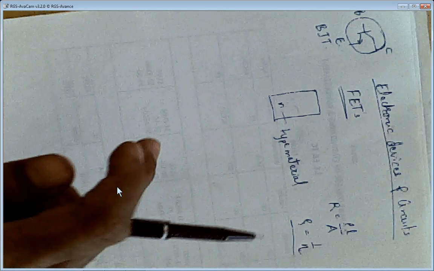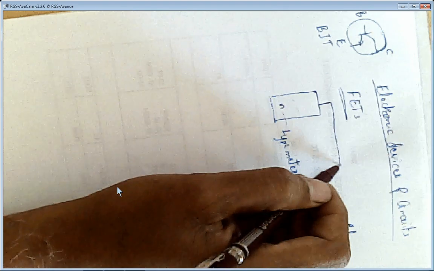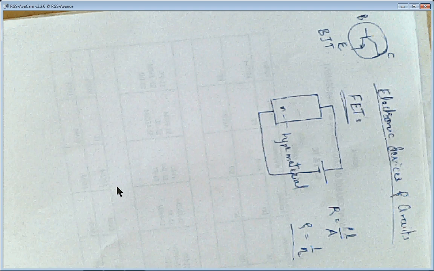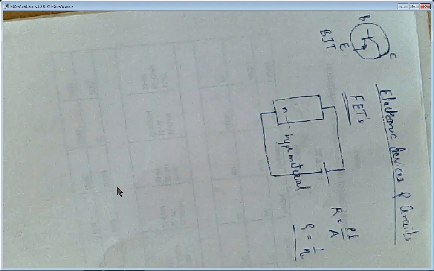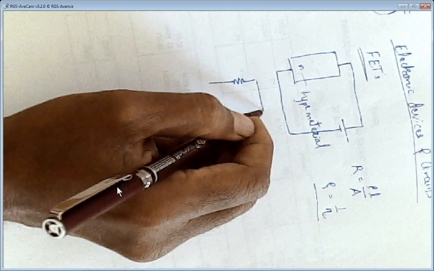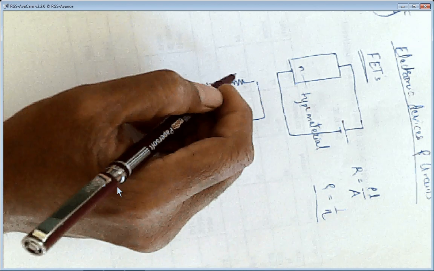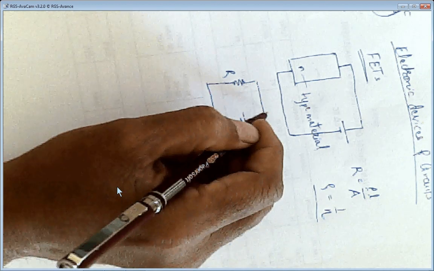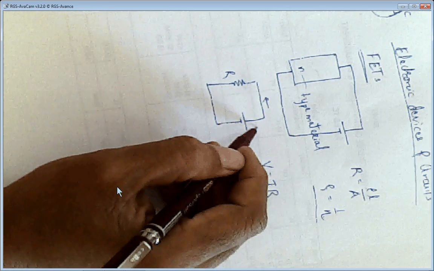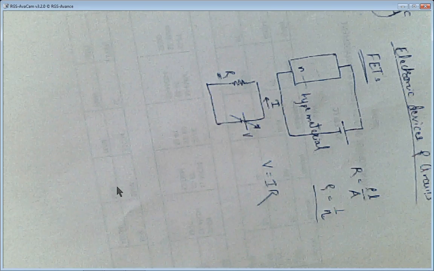Now if this is a resistance and I give a DC power supply across this resistance, what will happen? It is similar to saying that I have a resistor connected to a power supply. So what will happen if I connect a resistor to a power supply? As per Ohm's law, V is equal to IR. If I go on changing the voltage, my current will change but resistance will remain constant. This is what Ohm's law says.